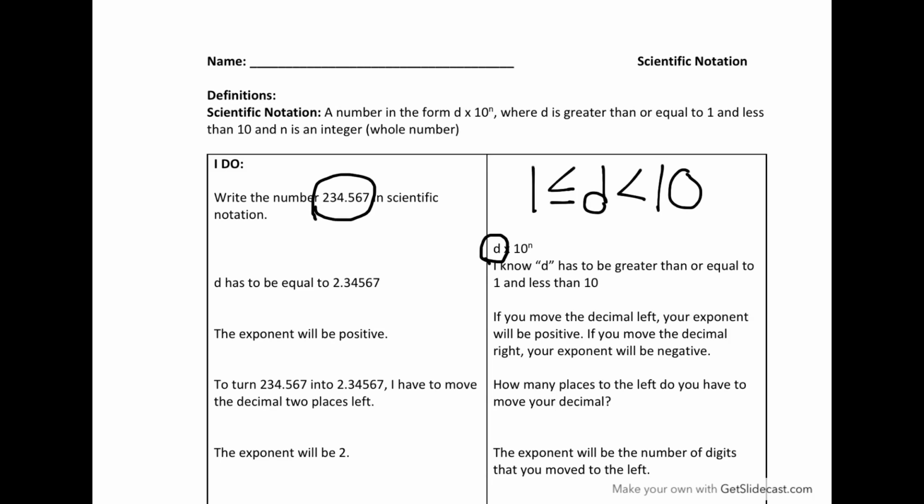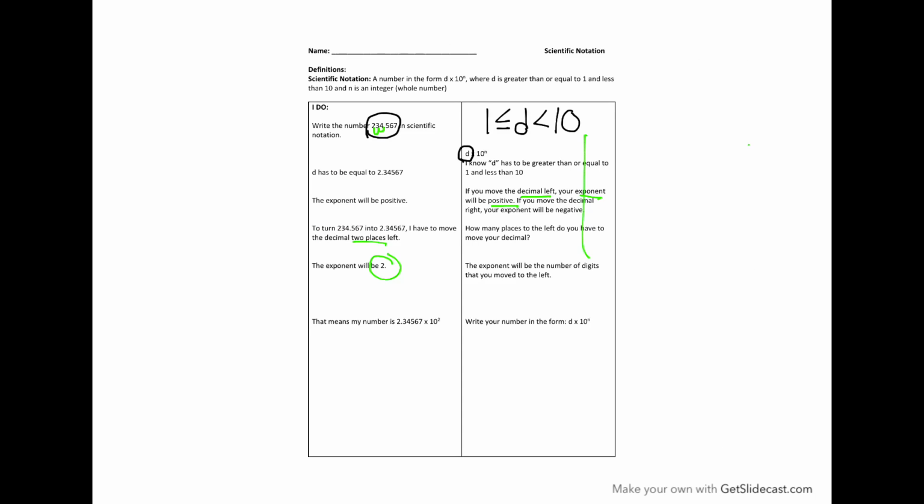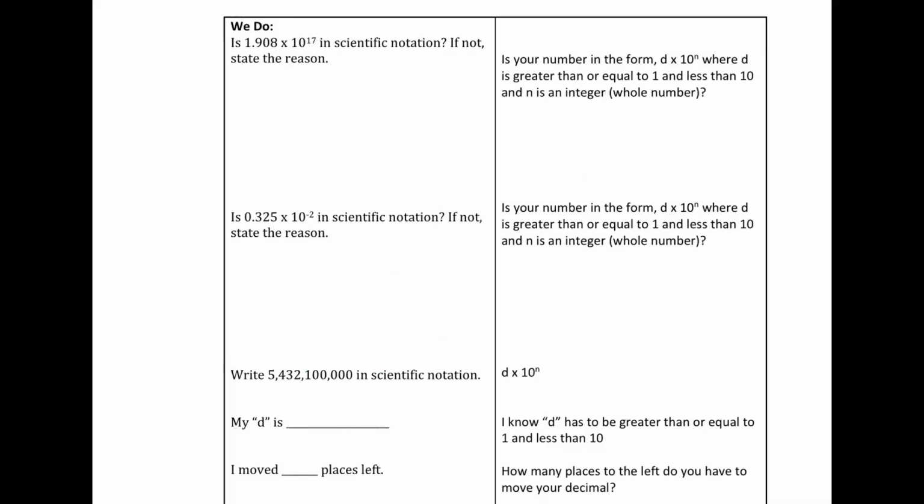234.567 is not in scientific notation. In order to put it into scientific notation, I have to take my decimal place and move it to right after the 2. Then my d would be 2.34567. Because I'm moving my decimal left, my exponent is positive. I know that I have to move it 2 places left, so my exponent will be positive 2. That means in scientific notation, my number is 2.34567 times 10 to the 2nd.